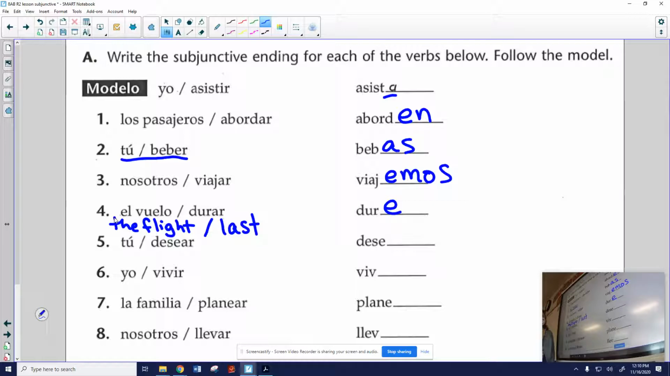The pilot recommends that the flight last as long as it needs to. I don't know, that's kind of a weird thing to put together as a recommendation. Desear, to desire, to want. Tú desees. It looks weird to have that double E, but that's how it would be. Desees.